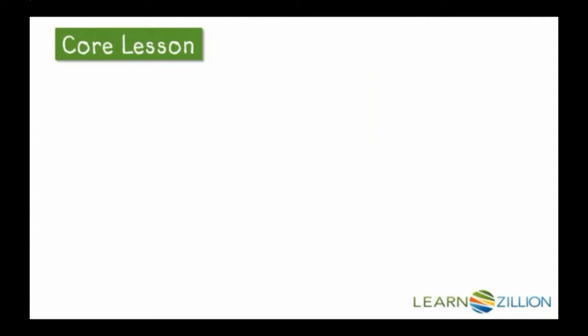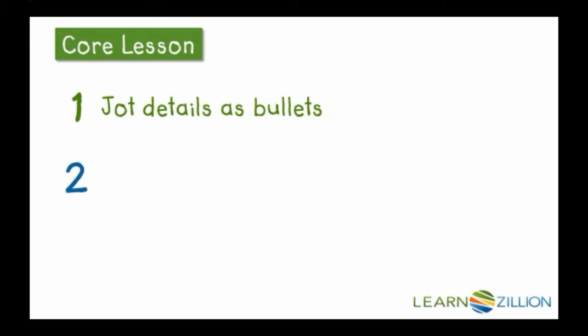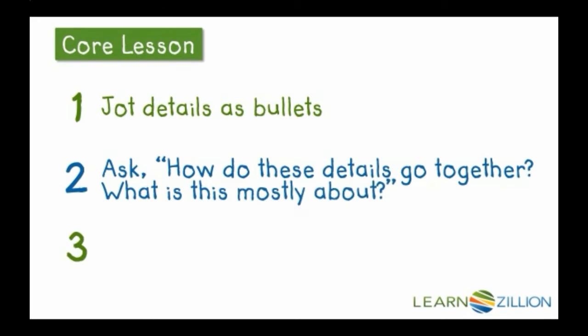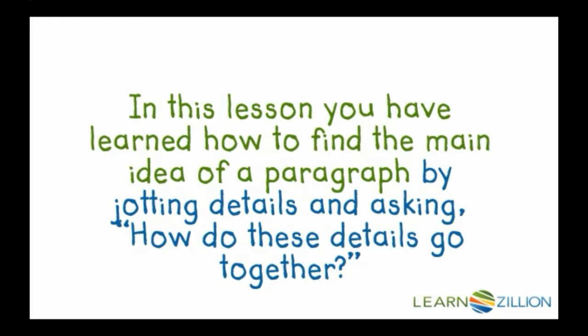So in this lesson, first thing we did was we jot details as bullets. Second, we ask, how do these details go together? What is this mostly about? And third, jot the main idea. In this lesson, you have learned how to find the main idea of a paragraph by jotting details and asking, how do these details go together?